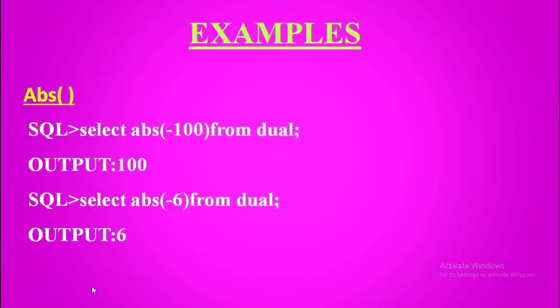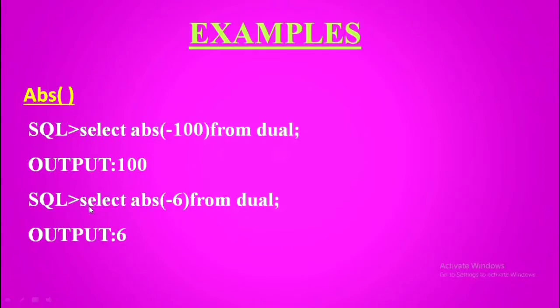First example is the absolute function. The functionality of the absolute function is to display the absolute value of a given number. That is, it converts a negative number to a positive number. This is the command: select absolute of -100 from dual; where dual is the table name. This command is used to display the absolute value. -100 is converted to the positive value +100. This is the absolute function.